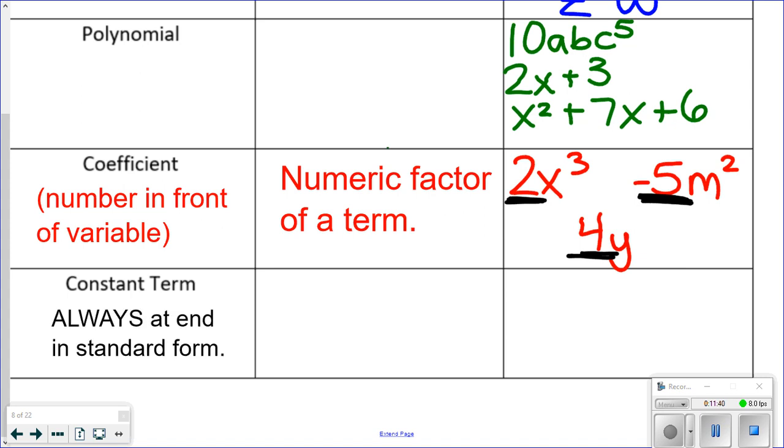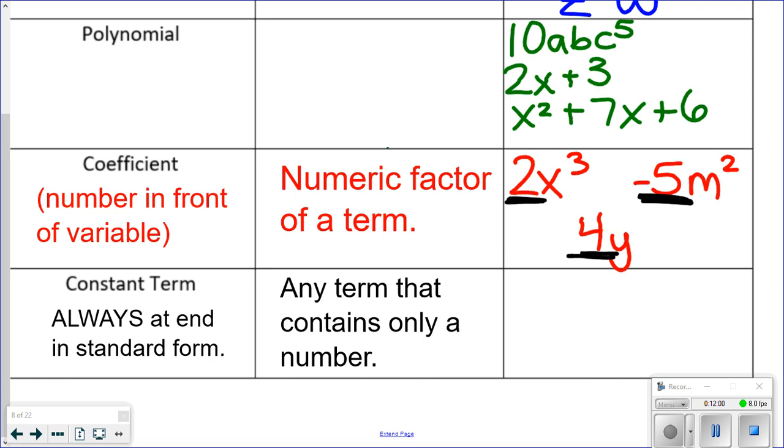The constant term is always at the end in standard form. We don't know what standard form is yet, but we're going to learn it later in this lesson. And the definition from the book, a term that contains only a number. So let's do some examples for this one. Negative 3, 8, negative 5.2, 11. Those are all numbers without variables. A number by itself.